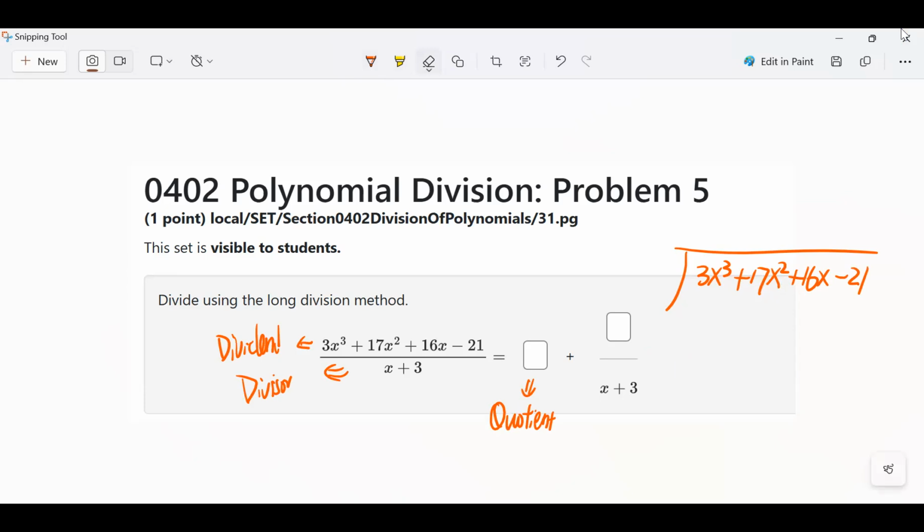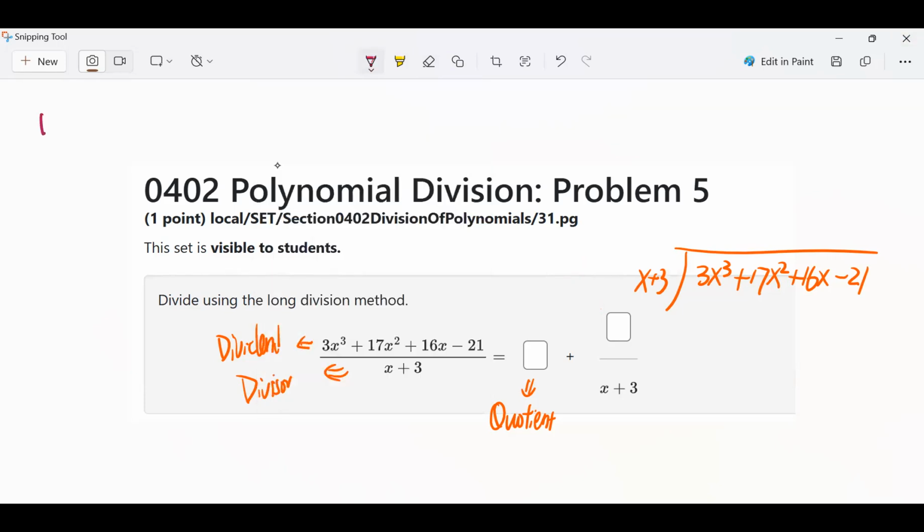I put it here. Remainder. So we just put the divisor on the bottom. So x plus 3 goes here. So step one, I'll break down the detailed steps.